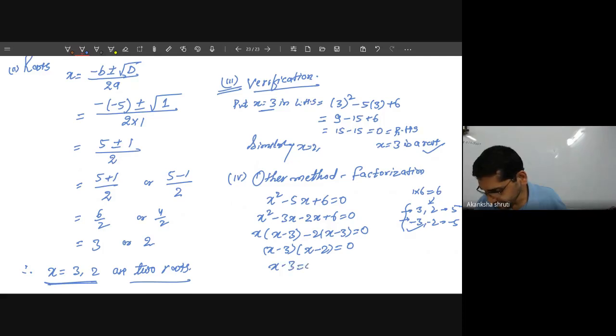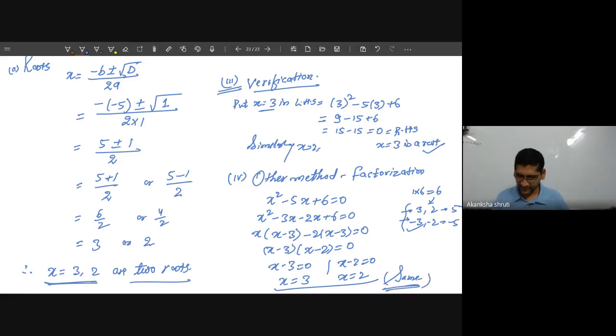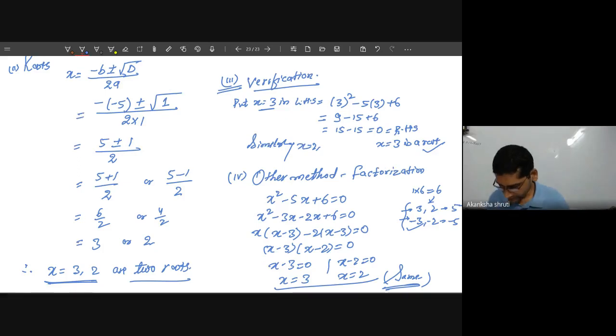x minus 3 is equal to 0 and x minus 2 is equal to 0. So this is going to give us x equals 3, x equals 2. The same. So this way it is verified. So you have to do this thing. Okay, students? It was this one.